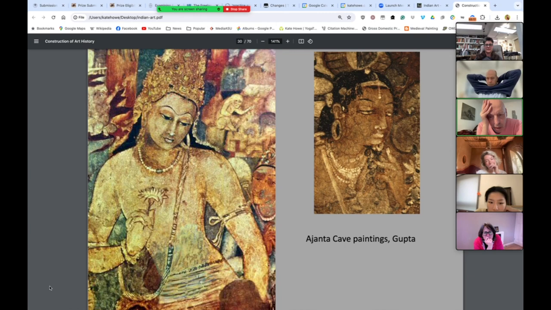Again, Gupta. When was that one from? It's 5th, 6th century. But they often were 200 to 300 years in construction.